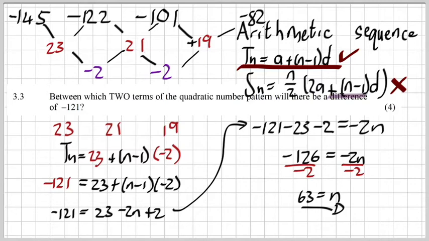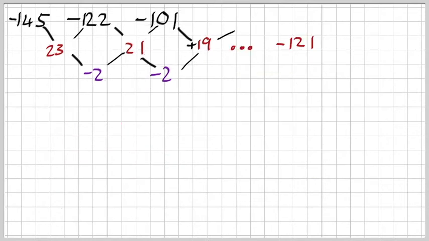Now let's go on to the next slide, because I first want to help you to actually answer this question by looking at this pattern. If I look at this, and I draw it out again. I love to draw it out. I'm going to say, well, the 63rd term, so there's 63 terms from the 23 to negative 121.